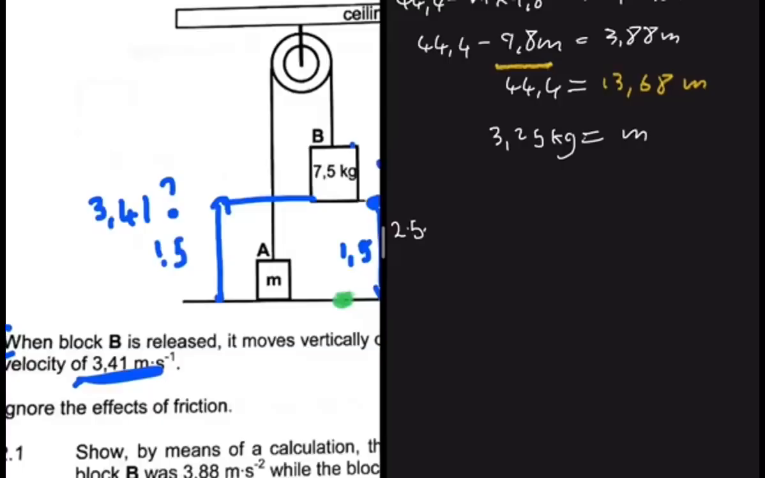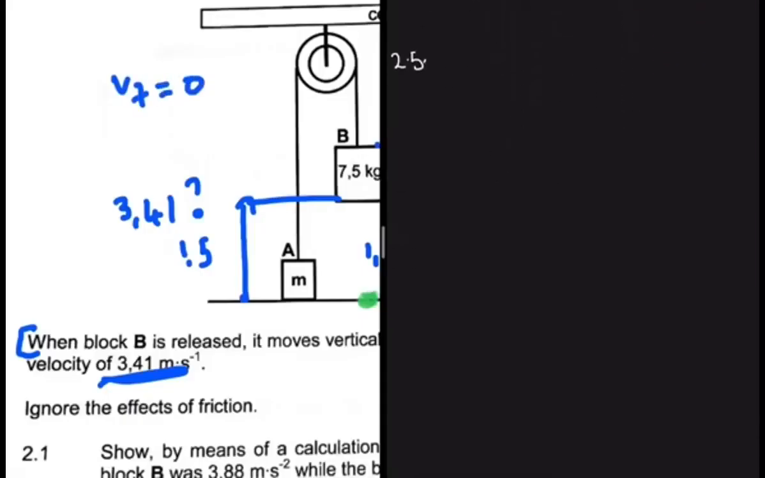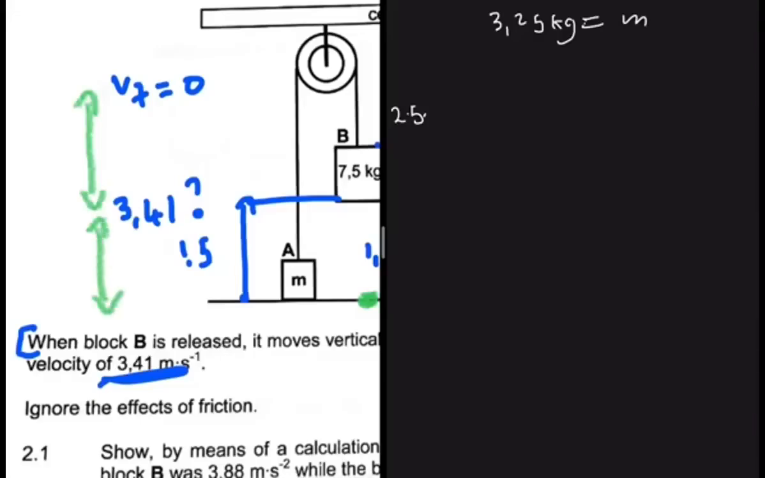When we're using VF squared is equal to VI squared plus 2a delta Y, we have the velocity at that point. We want the maximum height above the ground, right? But then another thing we have is VF, which is at the maximum height we're interested in. That VF is equal to 0, because at that point, your object will no longer be going up. So if we find this height here, and then we add it to the 1.5 we have, then we have the height of object A above the ground.